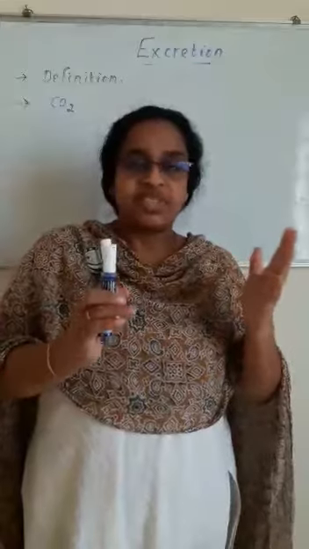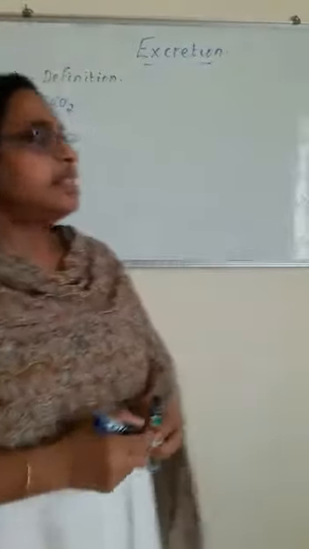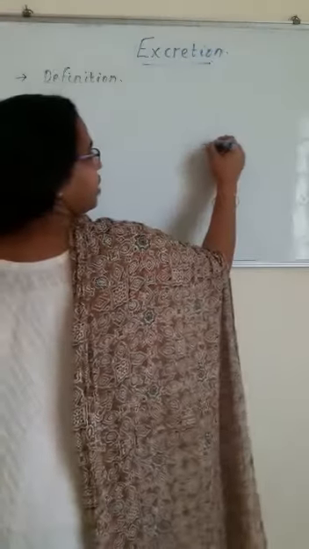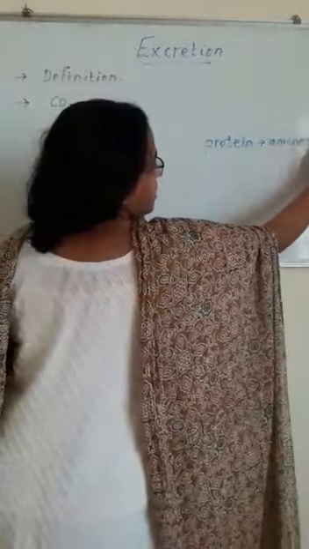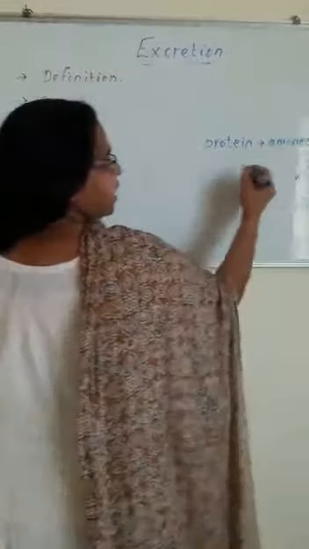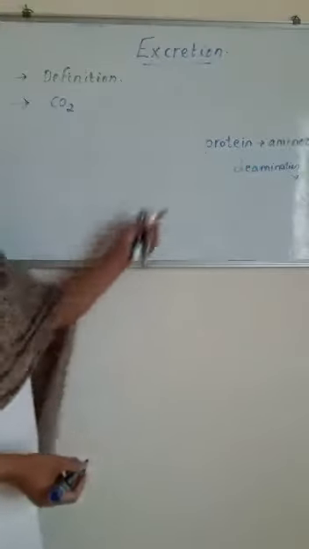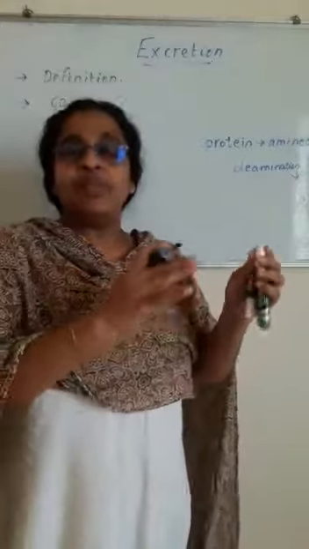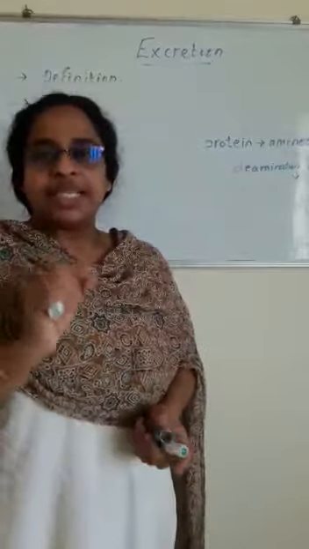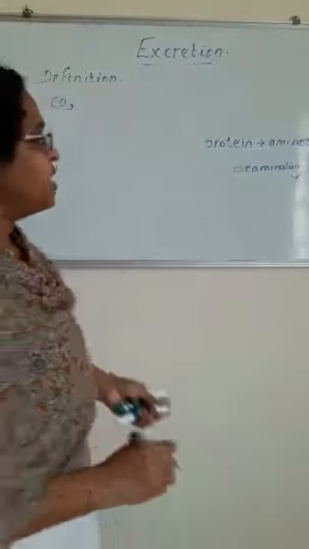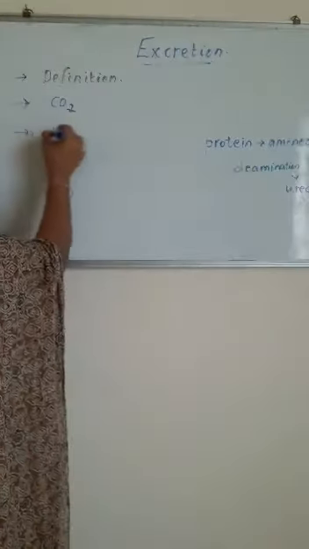The proteins first get digested to amino acids, and the extra amino acids go to the liver, where they undergo a process known as deamination. Deamination means removal of the amino group from the amino acid. And from that we will get another excretory product, known as urea. Okay. So urea is excreted.